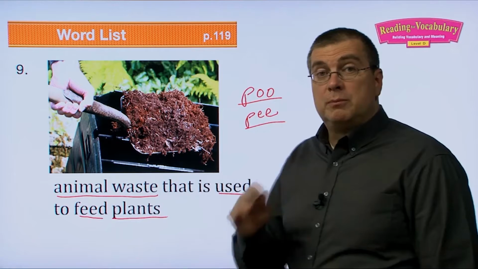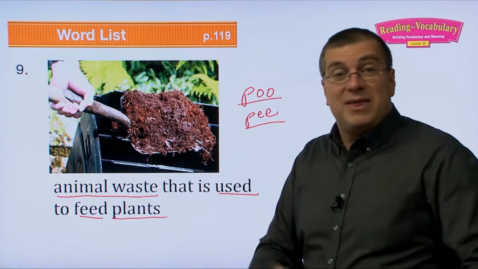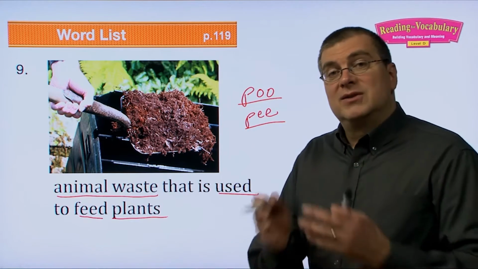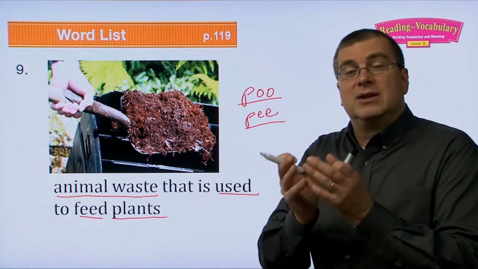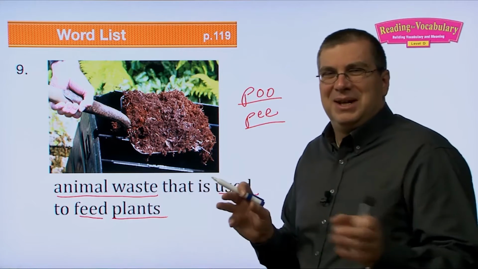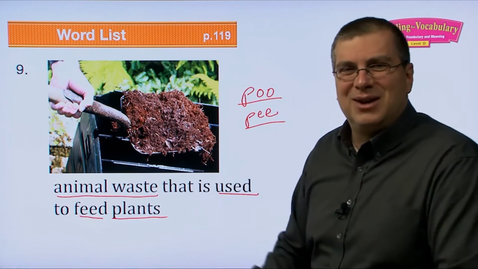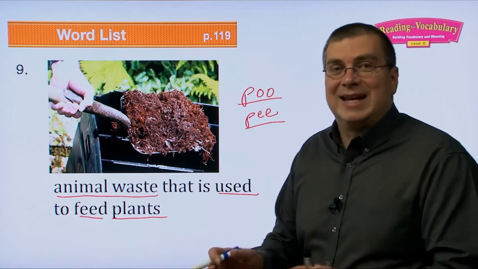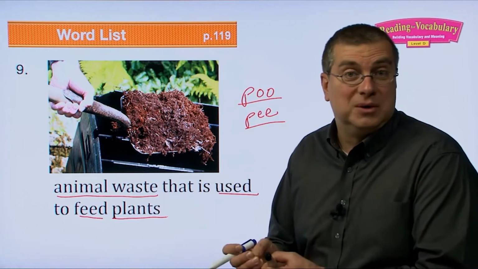If your dog goes poo-poo next to a tree, that's good for the tree, because the tree uses the nutrients in the poo-poo. Of course, it's very disgusting. Don't touch it, don't get near it. But plants like it, right? Because that's their food. Okay?